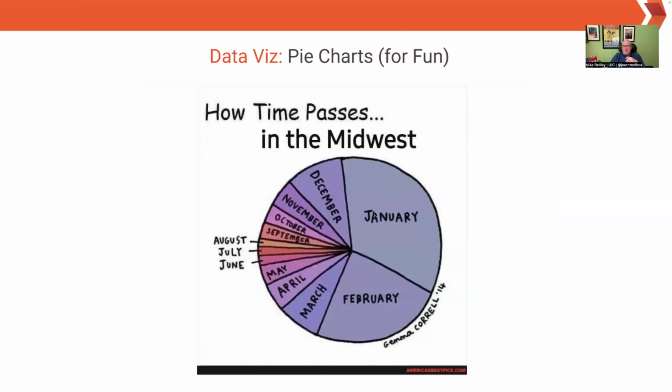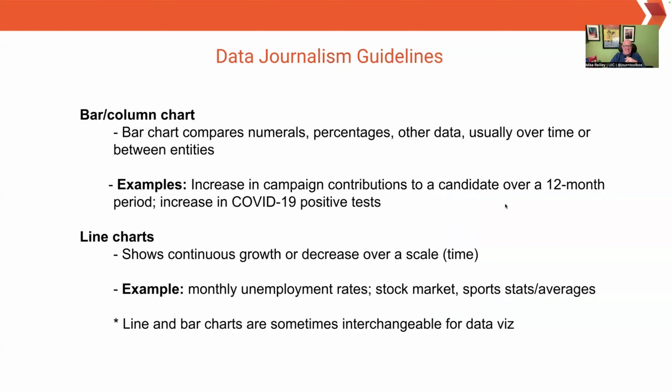How time passes in the Midwest. January, February are very long, and then your summer months are very, very slow. This is like a time pie chart. It's just a silly cartoon. But I thought you might want to see some fun pie charts as well as the serious stuff.